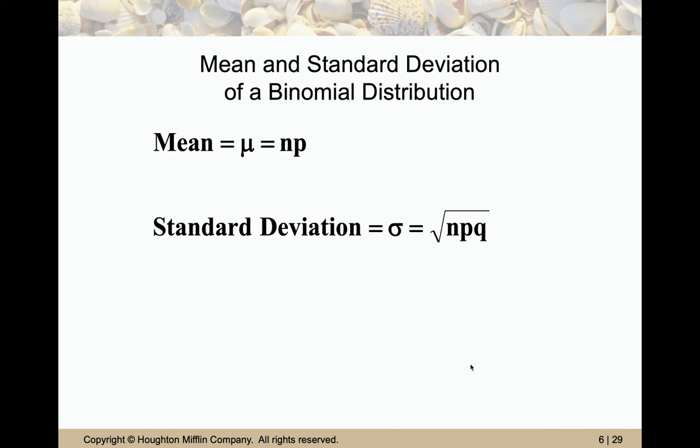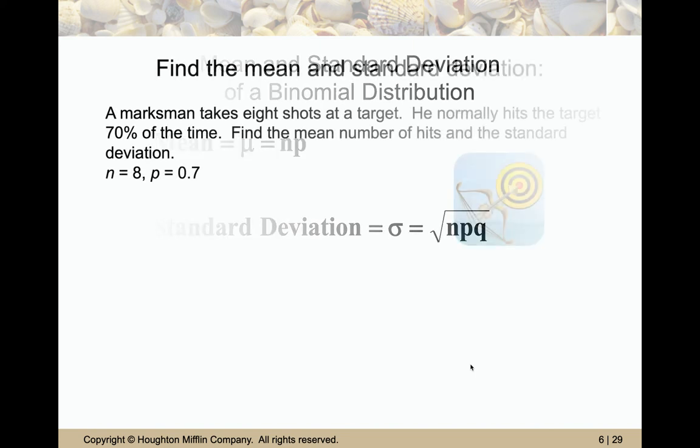That is so awesome. We can also find the mean and standard deviation of binomial distributions. It's easier actually than general random variables. The mean is n times p, and the standard deviation is the square root of n times p times q.